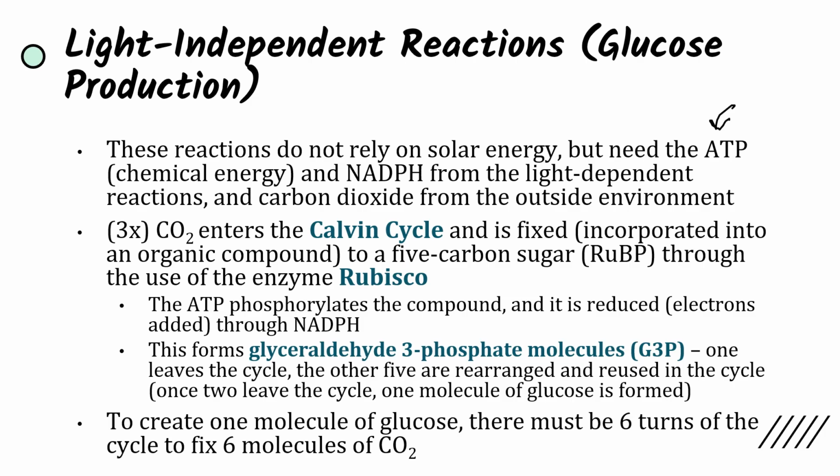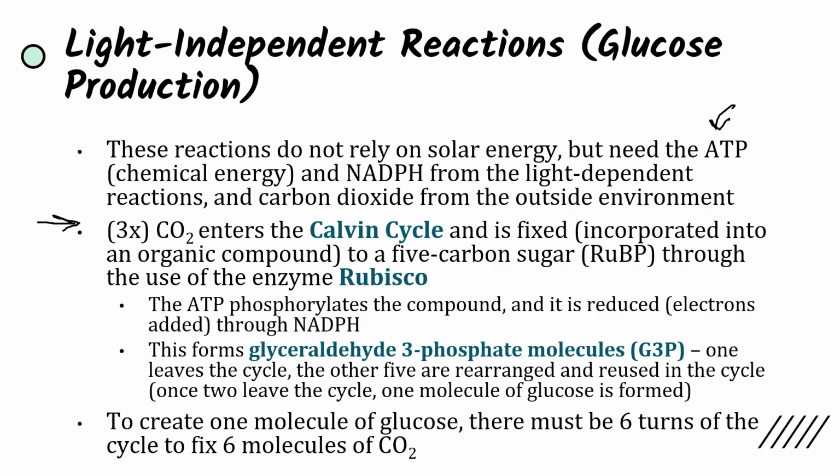3 carbon dioxides are going to enter the Calvin cycle, and they are going to be incorporated into an organic compound, a 5-carbon sugar, through the use of the enzyme Rubisco. Essentially what happens is the CO2 is going to bind to the 5-carbon sugar RuBP, making it an organic compound through the use of the enzyme Rubisco.